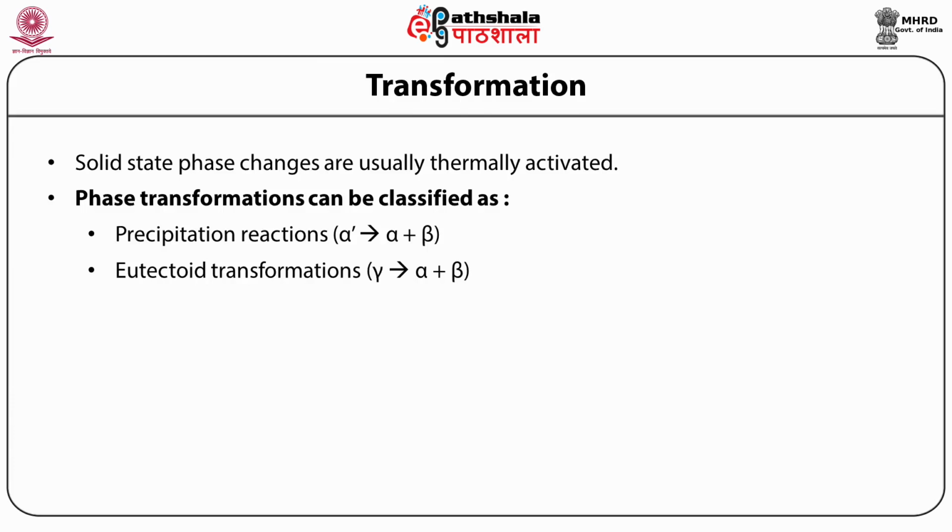Third one is ordering reactions, where alpha disordered changes into alpha ordered. In this kind of reaction, there is only change in the relative positioning of the atoms. In the disordered state, there is usually mixing of position between two or more different types of atoms. In the ordered state, a particular element takes a particular position within the lattice.